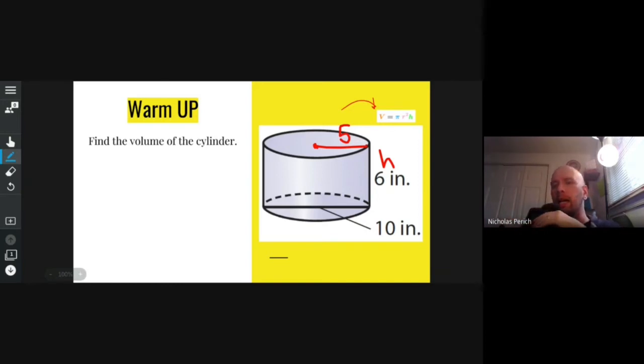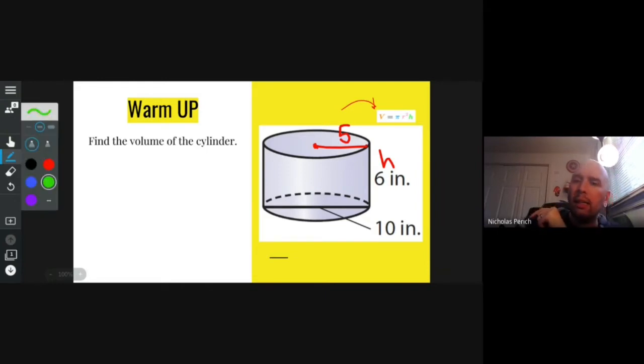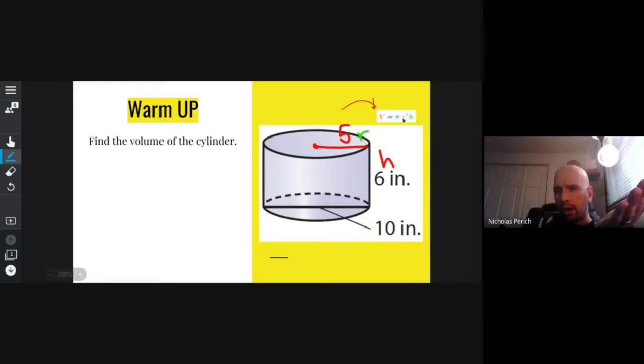But remember, the radius is half the circle. The diameter is the whole circle. So if I give you the diameter, you need to cut it in half in order to find the radius. So I'm going to write out my formula. V equals pi r squared h.